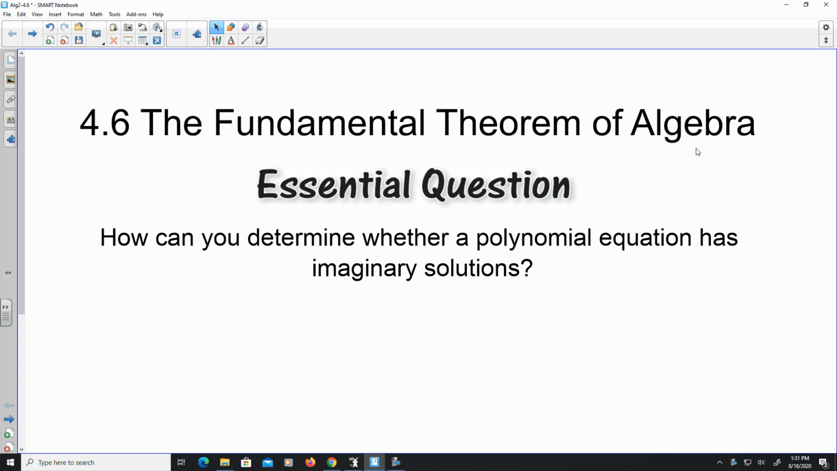Today we're going to be looking at section 4.6 where we're going to look at the fundamental theorem of algebra. So in this lesson we are going to be able to determine whether a polynomial equation has any imaginary solutions. Up to this point we have only had equations or functions that have given us real solutions or real x-intercepts.